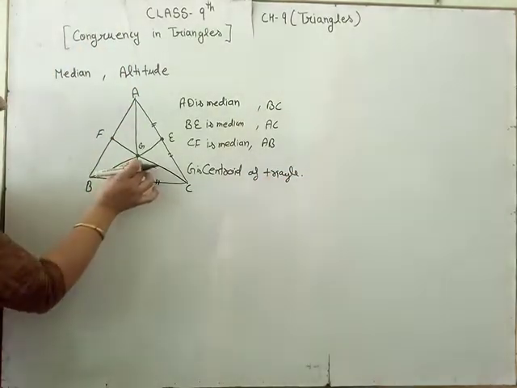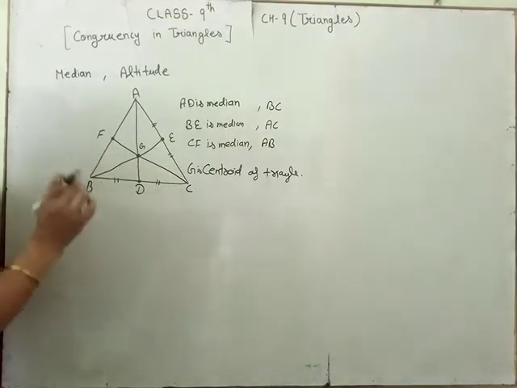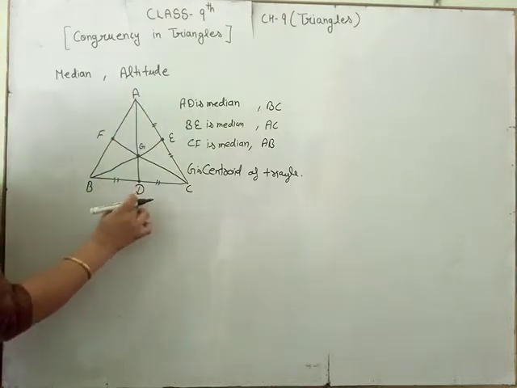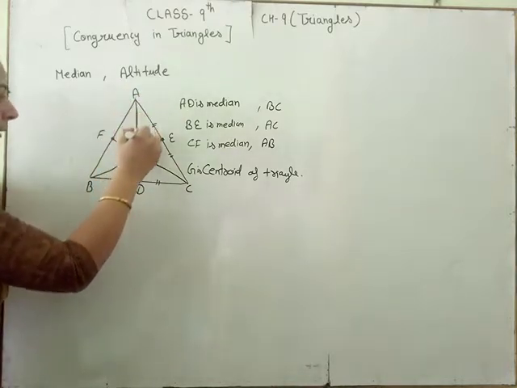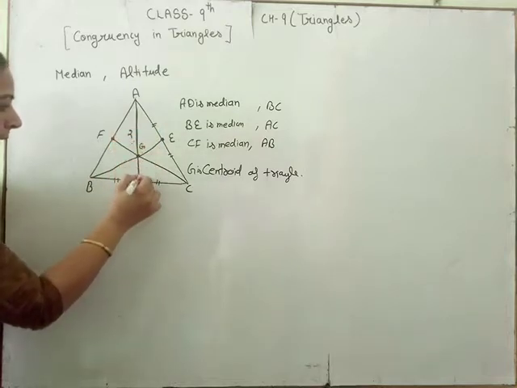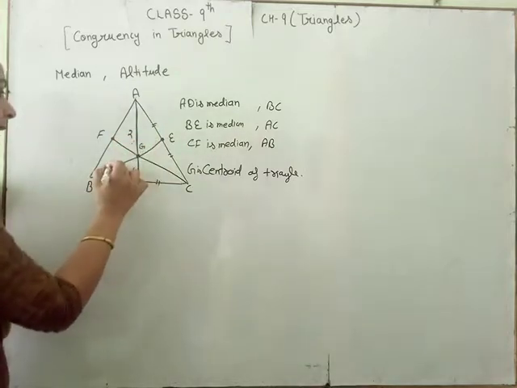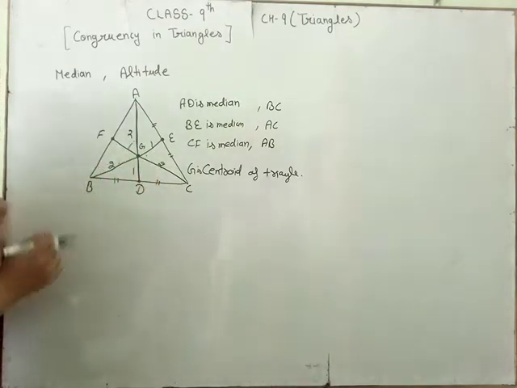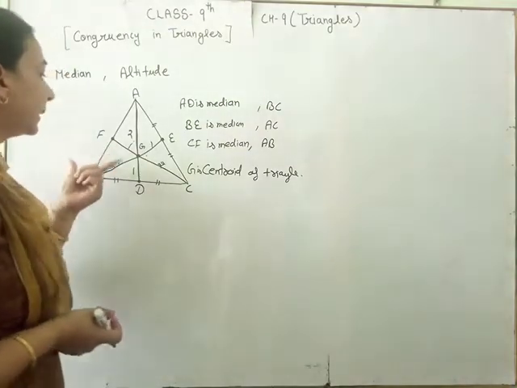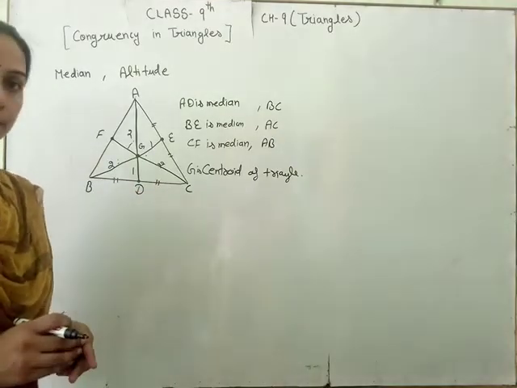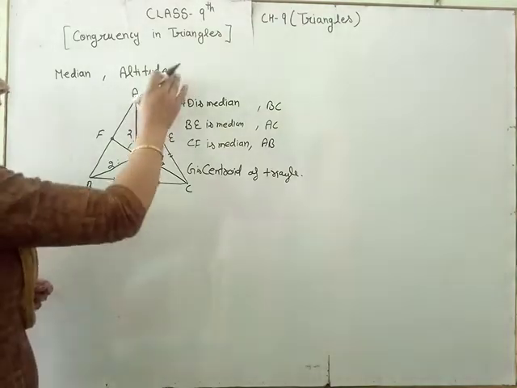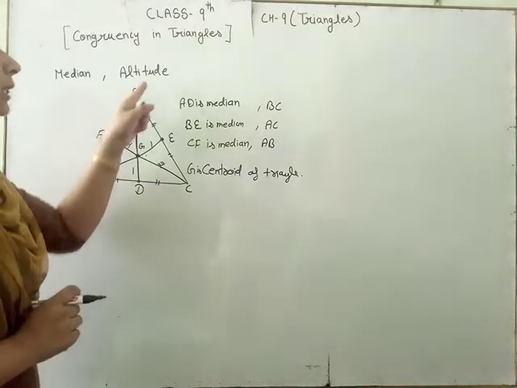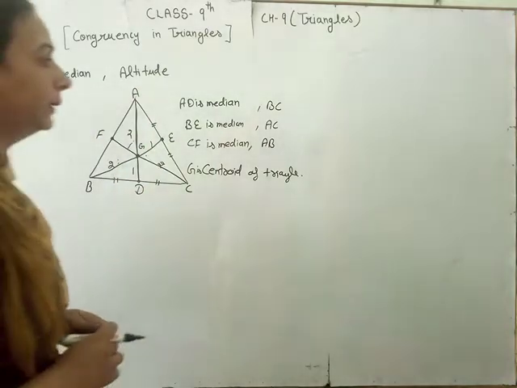And students, the centroid divides any median in the ratio 2:1. That means G divides AD in the ratio 2:1, this complete part is 2 and this part is 1. Same for median BE, this is 2:1. Same for CF, 2:1. Okay, the centroid divides the medians in the ratio 2:1. Okay, these are the medians. Median is the line to the midpoint. Next, we take the altitude of a triangle.